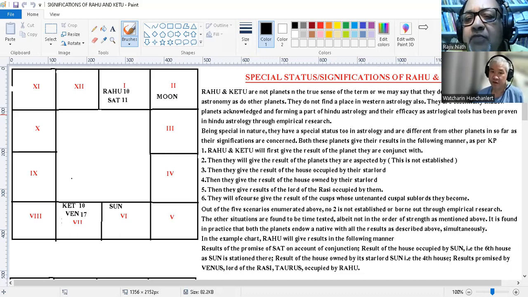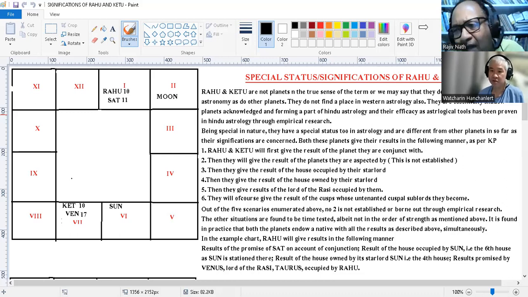Both these planets give their results in the following manner as per KP, Krishnamurti Paddhati. Mr. Krishnamurti says, number one, Rahu and Ketu will first give the result of the planet they are conjunct with. That means sitting together. So suppose Rahu is sitting with Venus, Rahu will also give the result significations of Venus. Then they will give the result of the planets they are aspected by.